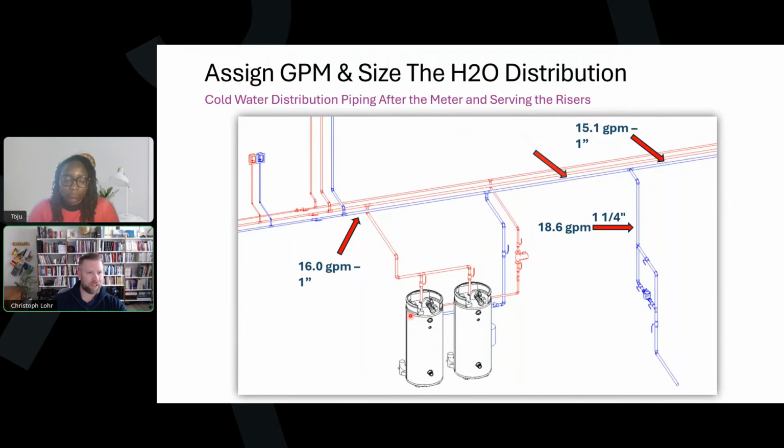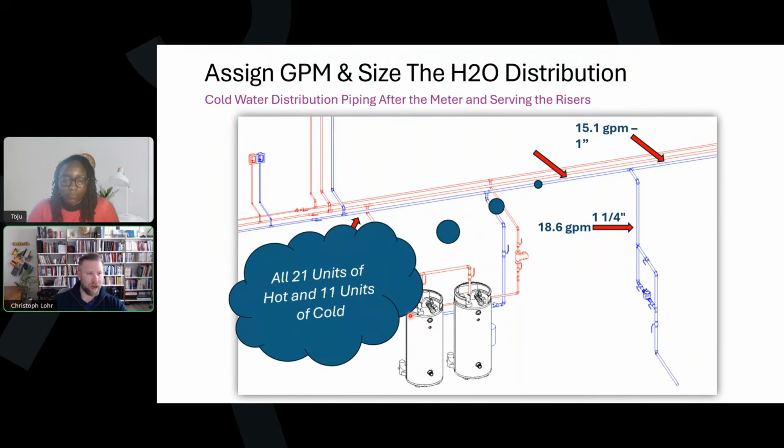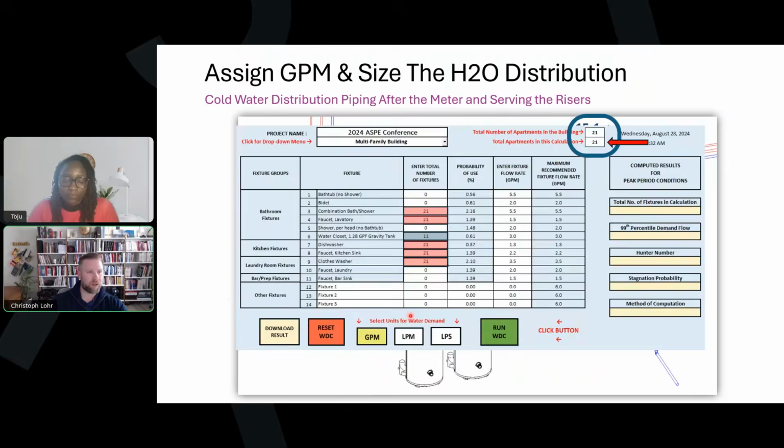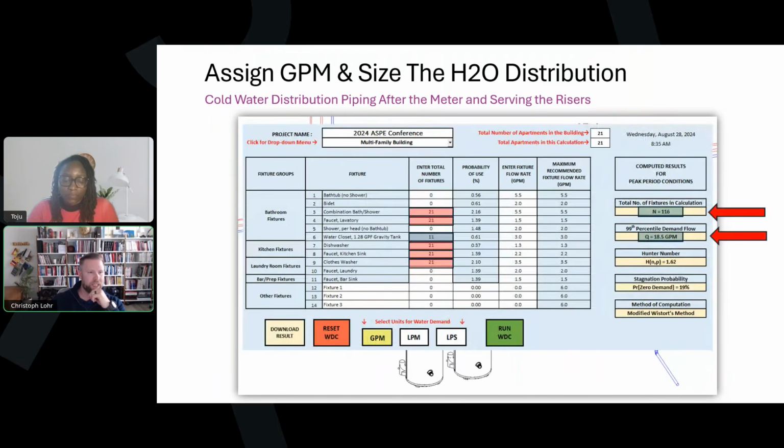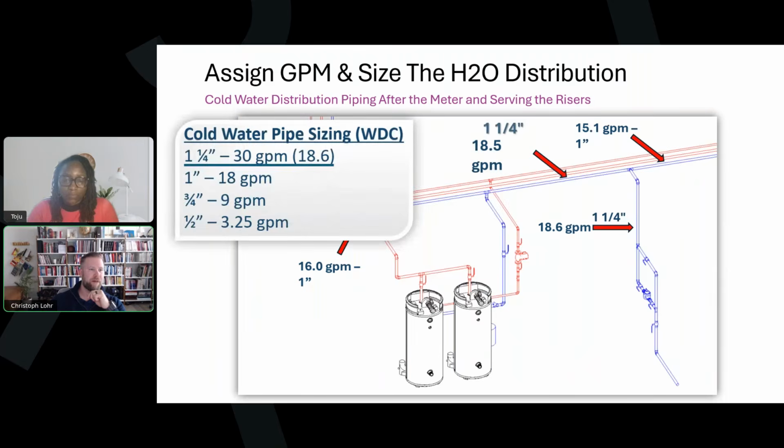Now, the one question is this line here. This is just upstream of our water heater, and so it does include all 21 units of hot and 11 units of cold. So how do we do this? We still just use the 21 total number of apartments in the building. But the one difference for this section is we add the dishwashers right here to all those units, because we have to account for those dishwashers in that section, just like we did on the incoming water service main. We should have had that. So we press that Run Water Demand Calculator button, and the result is 18.5 GPM for that segment of pipe.